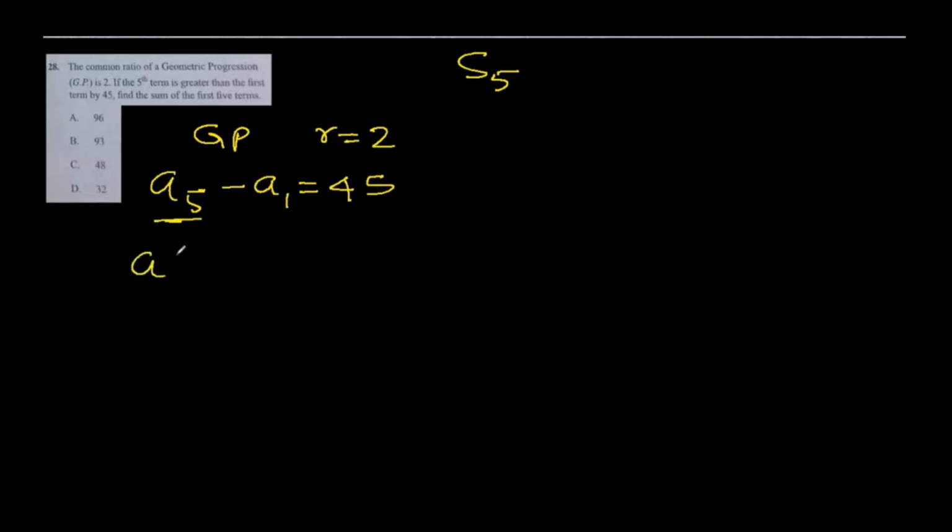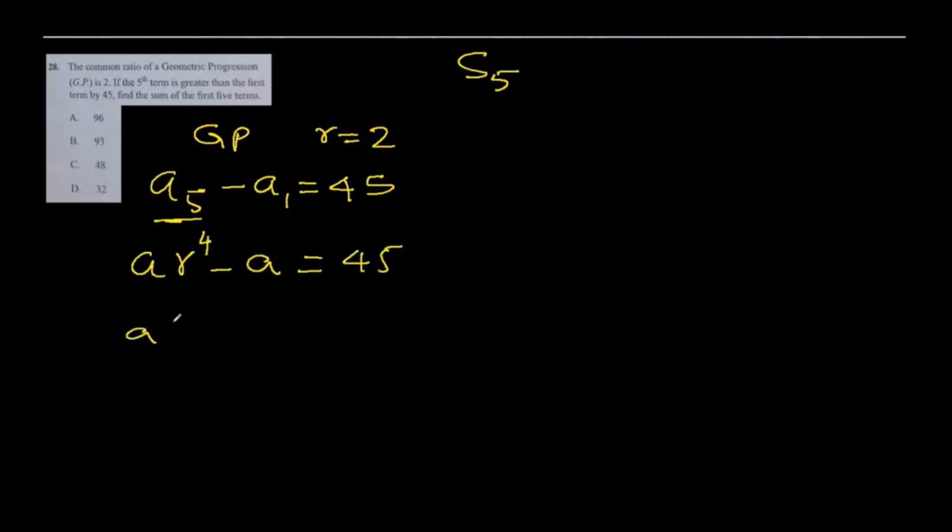Question 28. There is a GP and the common ratio is 2. So R is 2. If the 5th term is greater than the first term by 45. So 5th term, which is A5 minus the first term A1 is 45. Right? The 5th term is greater than first term by 45. Find the sum of the first 5 terms. We have to find S5. Okay, so we know that A5 will be A, the first term, and R to the power 5 minus 1, which is 4, minus A equal to 45.